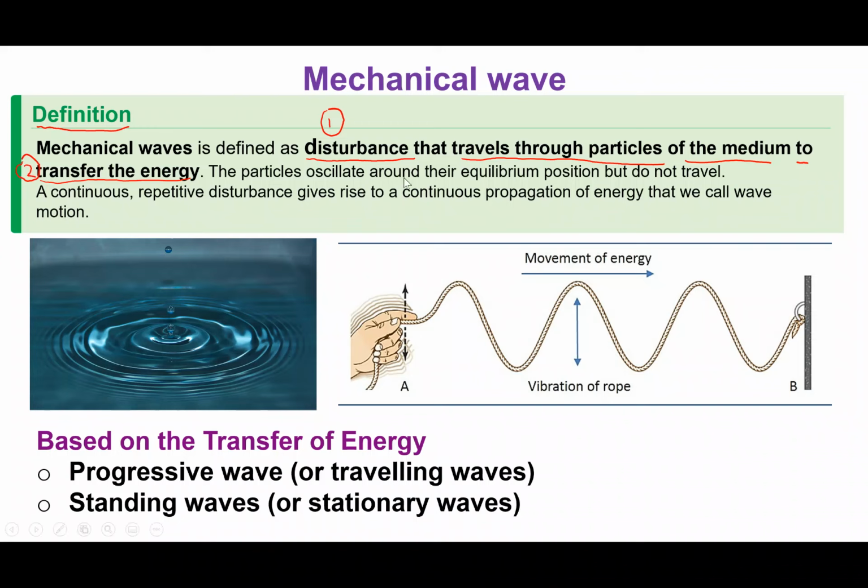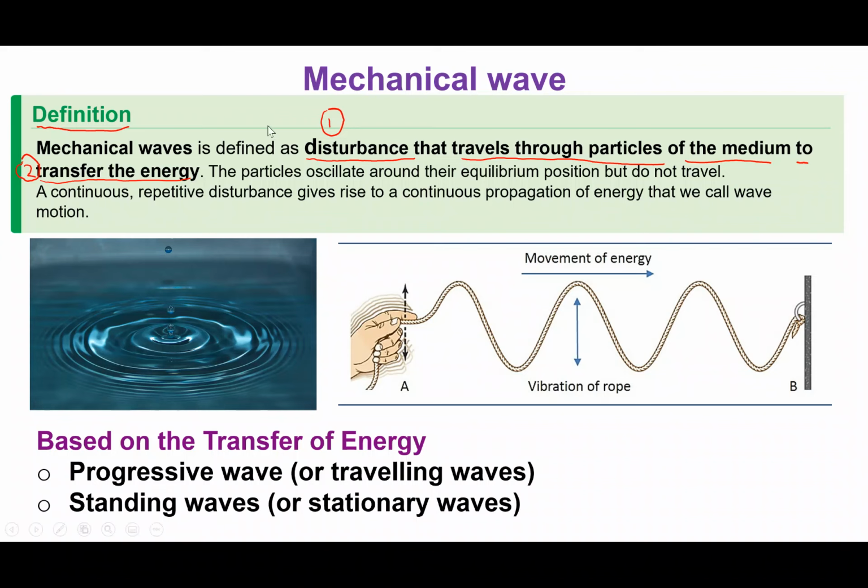So the particle will oscillate around their equilibrium position but do not travel. Okay, particle akan oscillate from the equilibrium position but do not travel. So the particle tu dia tak akan travel. Yang akan dipindahkan hanyalah energy. So a continuous repetitive disturbance give rise to a continuous propagations of energy that we call wave motions. Okay, based on the transfer of the energy, so we have two different wave. First, we have progressive wave, which is the traveling wave, and second, we have the standing wave or stationary wave.